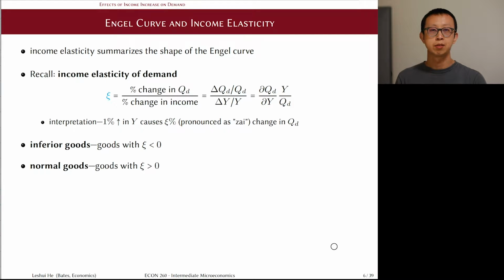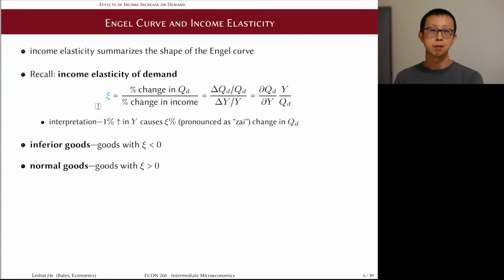Recall that income elasticity of demand is defined as the percentage change in quantity demanded divided by the percentage change in income or budget. Our operating formula for calculating the income elasticity of demand is to take the derivative of the quantity demanded with respect to the budget or income, and then multiply by the ratio of income over quantity demanded. We use the notation xi to denote the income elasticity of demand, as when we introduced it back in the elasticity video.